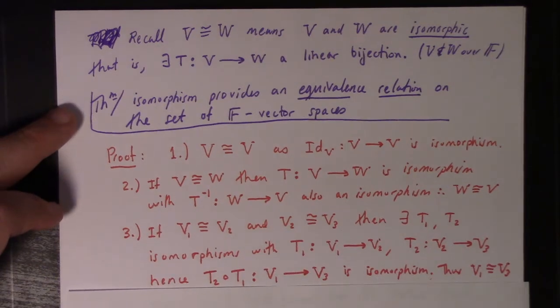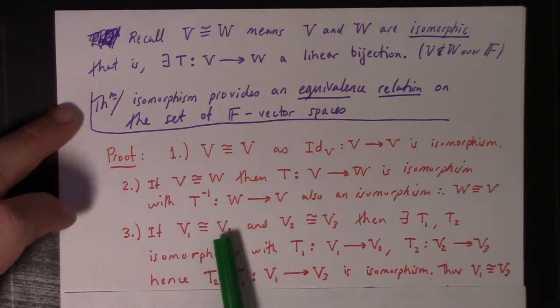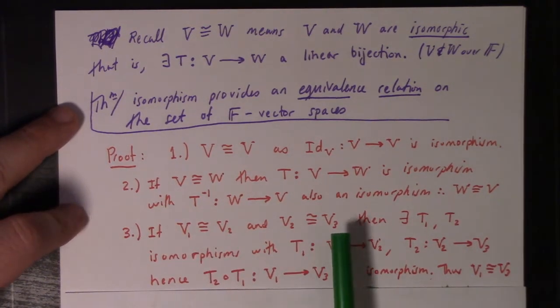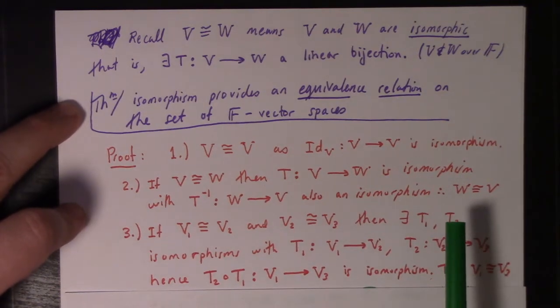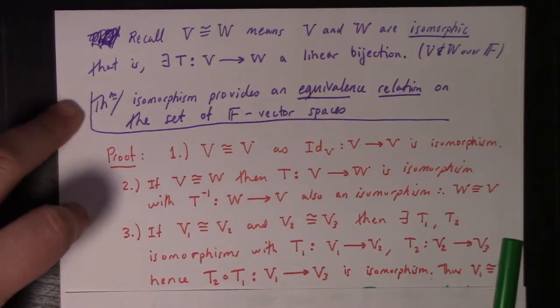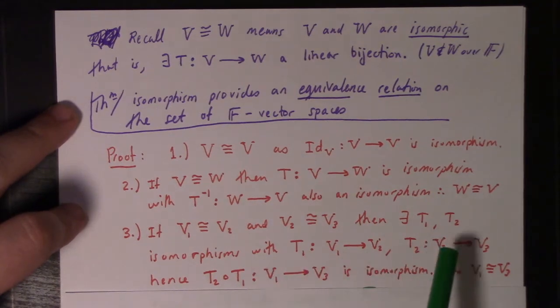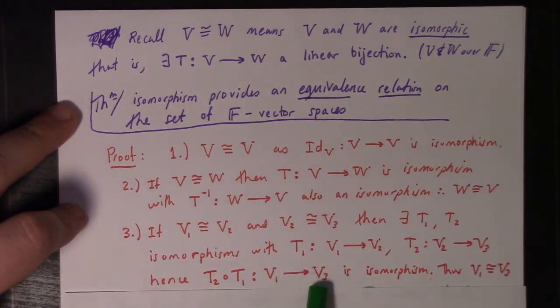And then number three, if we have V1 isomorphic to V2, and V2 isomorphic to V3, then that means that there are maps T1 and T2, isomorphisms, right? And we can compose them, T2 composed with T1. That will take us from V1 to V3. And again, the composite of linear maps is linear. And perhaps you remember from a previous course, the composite of bijections is a bijection. If you're not sure about how to prove that, you probably should prove it.